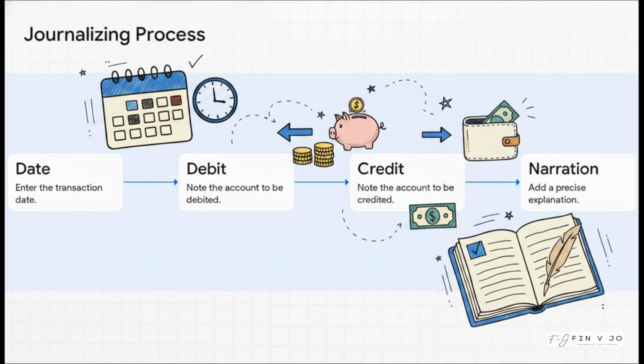Let's see how this builds into a formal journal entry. There are 4 precise steps. Step 1, write down the exact date. Step 2, note the account to be debited and write its amount in the left column. Step 3, note the account to be credited, usually indented a bit on the next line, and write its amount in the right column. And Step 4, add the narration. This is just a brief, clear explanation written right below the entry detailing exactly what just happened.